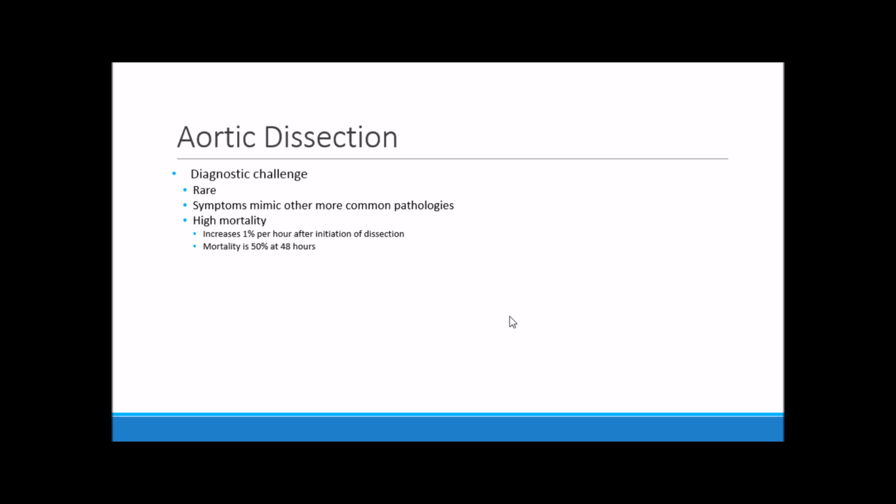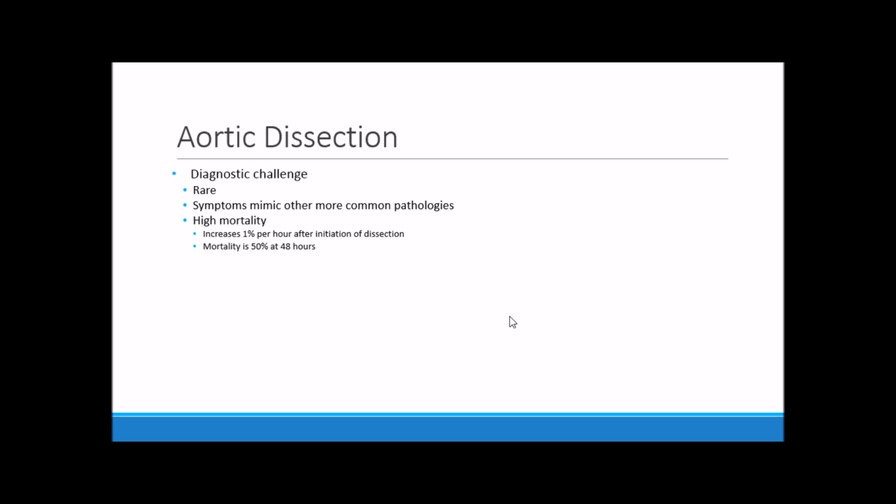So aortic dissection is a problem, okay, because it's rare. We actually don't see it a lot. I have seen 2 cases of aortic dissection in the last 3 years, okay? It's rare. The symptoms also can mimic other things, and it likes to kill you, okay? So this is a bad combination. We don't see it a lot. It likes to fool us, and when we have it, it's bad, okay?